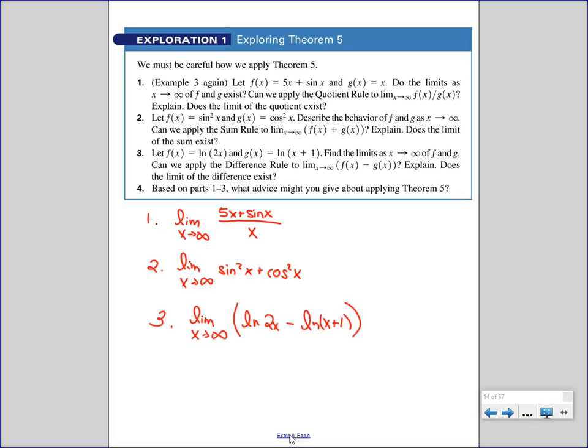Okay, so on number 1, let's see what you've gotten. We'll slowly go to number 2, slowly to number 3. Number 1, we have 5x plus sine of x over x going to infinity. Do the limits as x approaches infinity of f and g exist? What would you guys say? Does the limit of f exist as you go to infinity?